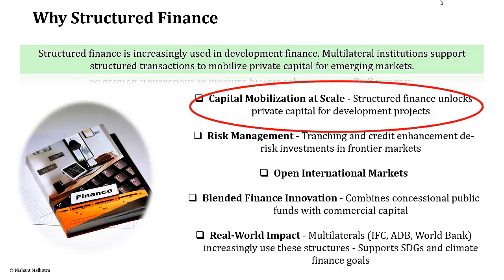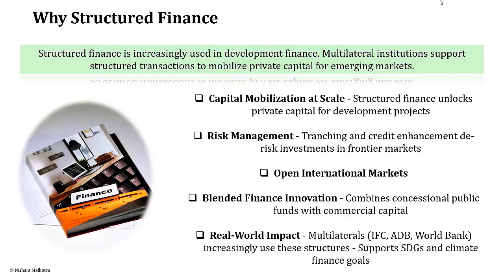Secondly is risk management. Now we talk about tranching and credit enhancement, which de-risk investments within the frontier market. Very important topic. Although I've not covered it in depth, I still have touched upon these topics. And these are very important to understand the latest social innovation, financial innovation that's going on. Then it opens up international markets. Now this is another very key point when you talk about structured finance.